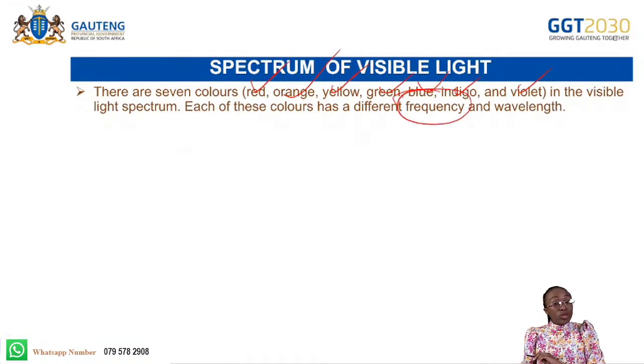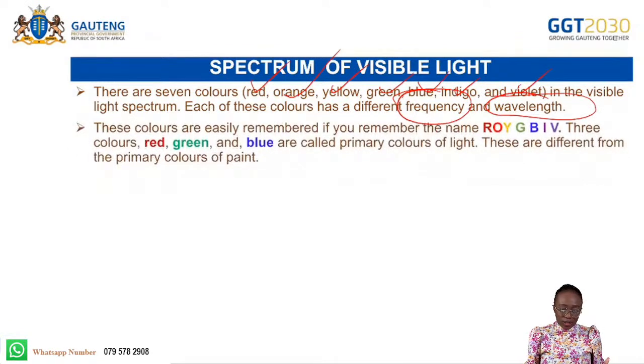Each has its own frequency that is associated to it, and each has its own wavelength. That's why they can be differentiated. What is the name of the 7 colors of the visible light spectrum? Just memorize this acronym: ROY G. BIV. R for red, O for orange, Y for yellow, G for green, B for blue, I for indigo, and V for violet.